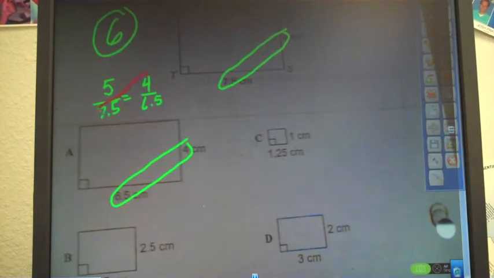4 times 7.5 is 30. 5 times 6.5 is 32.5. Are those equal? Of course not. Therefore, this is not similar to the original rectangle. A is not similar.